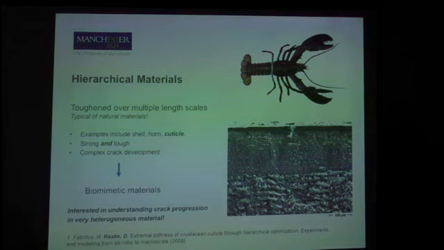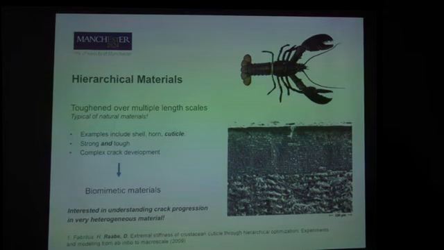So, to take a little bit of a step back, why would I want to look at these freeze-cast metal matrix composites? That essentially comes back to the idea of hierarchical materials. So that's materials that are ordered or structured on multiple length scales and toughened over multiple length scales. That's something that's often found in natural materials. Typical examples include shell, horn, and cuticles, so the exoskeleton of crustaceans, for example.